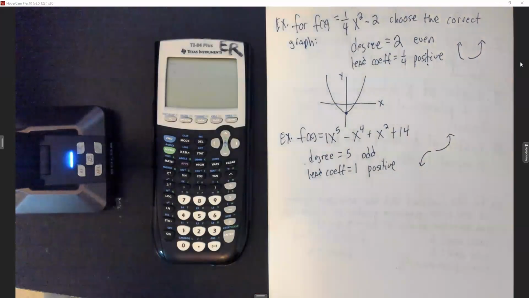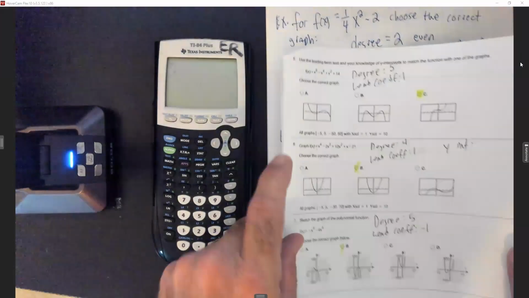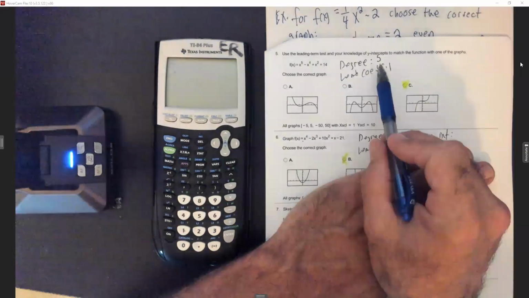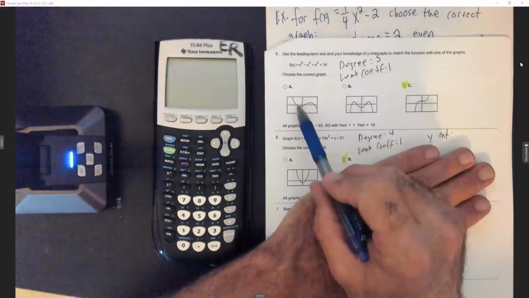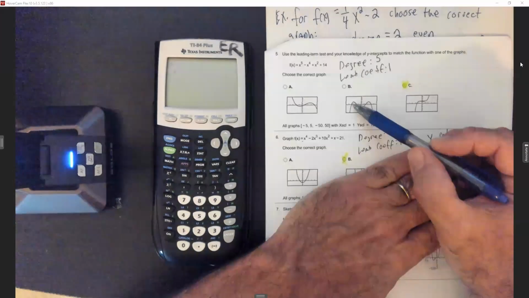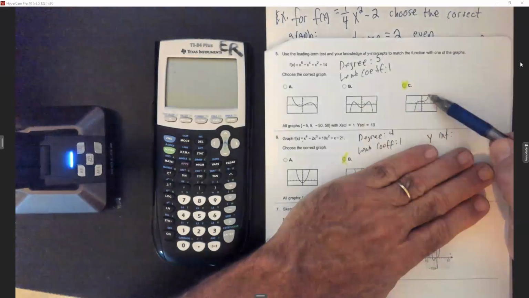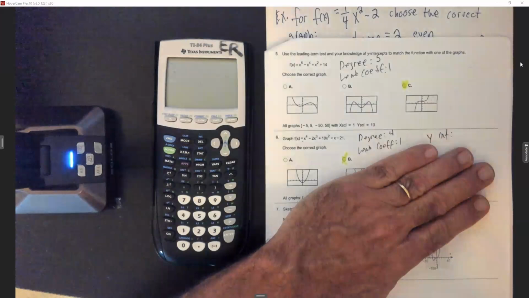So y'all, let's look at these pictures. What we're doing this one right here. So degree 5, lead coefficient 1, we said was uphill. This one's going downhill. This one has both sides going downhill. But if you notice, C is going uphill, left to right, so we would choose C.